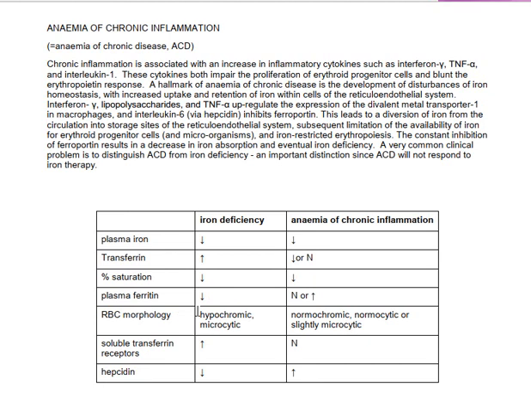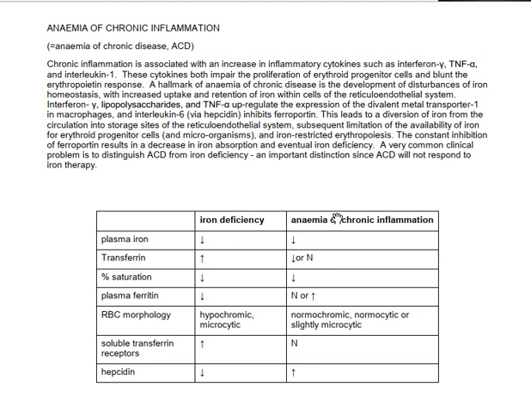The plasma ferritin level is going to be low in iron deficiency, but it's going to be normal or high in anemia of chronic inflammation, as I have said. Now, anemia of chronic inflammation is going to be normochromic and normocytic anemia. It means that the patient does not lack iron. Is it clear? And then iron deficiency is hypochromic and microcytic. The hepcidin is going to be low in iron deficiency, but the hepcidin is going to be high in anemia of chronic inflammation.